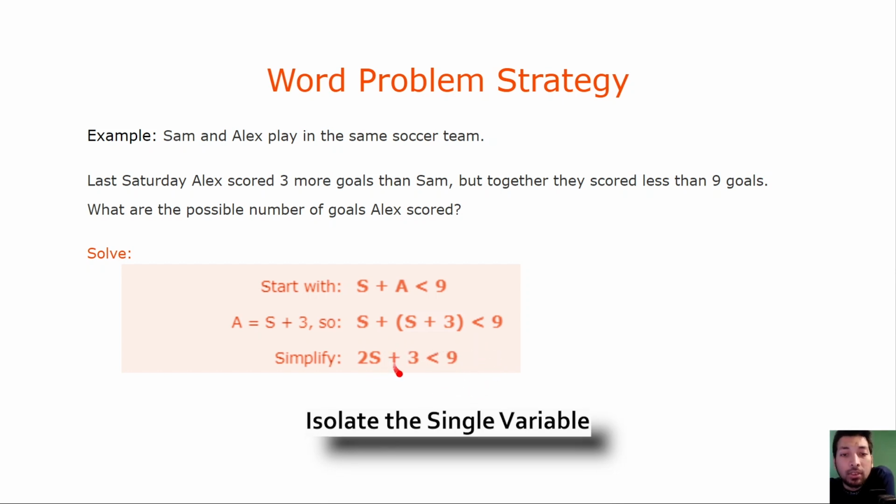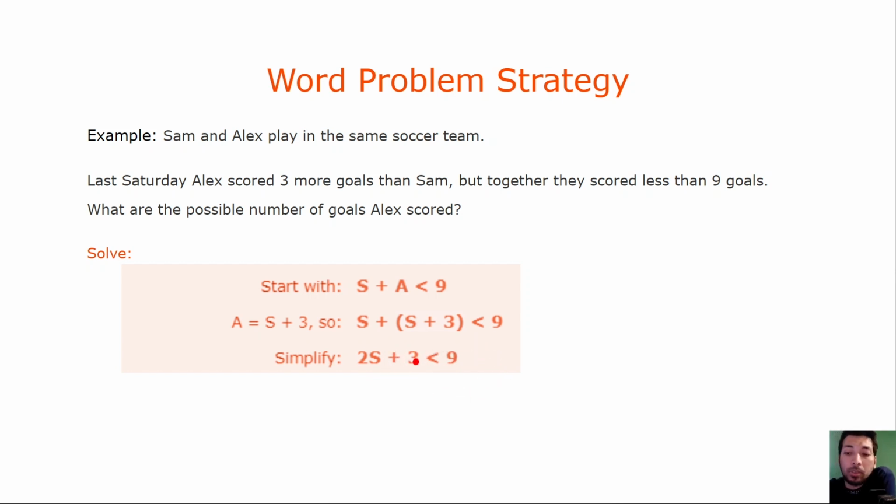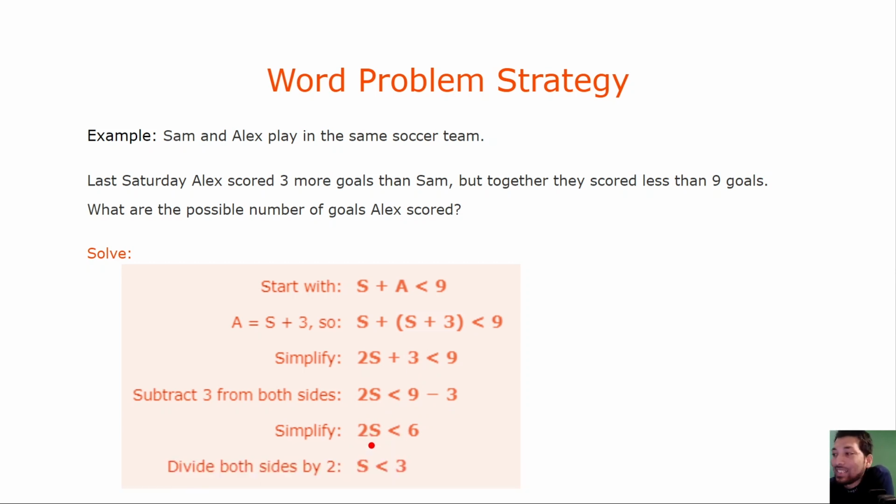We can get rid of this 3 by using the subtraction property. So we have 2S less than 9 minus 3. If we subtract 3 from the left side, the 3 cancels out, so we have 2S less than 6. Now we can divide both sides by 2. So S is less than 3.